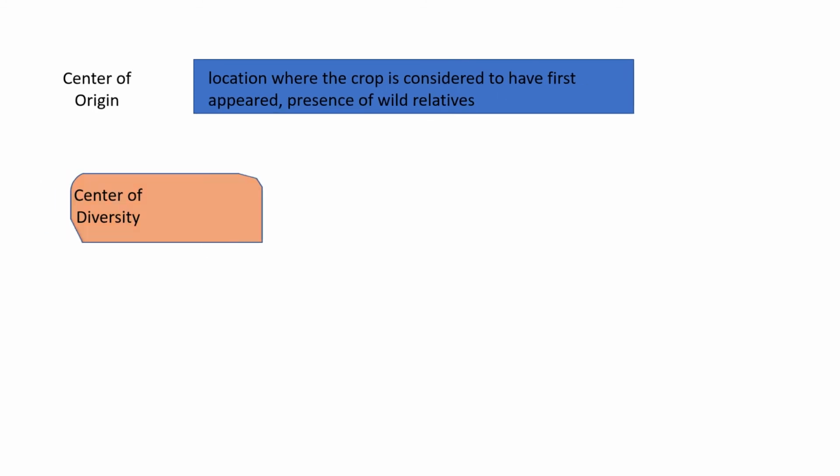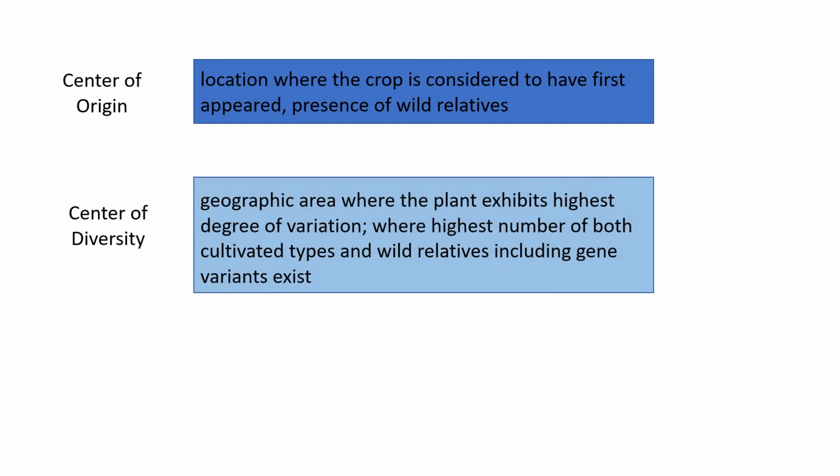Ang center of diversity is a geographic area where the plant exhibits highest degree of variation. Pero dito sa area na ito, the highest number of both cultivated types and wild relatives, including gene variants, exist. So, pareho yung mga cultivated types and wild relatives are found in the center of diversity.